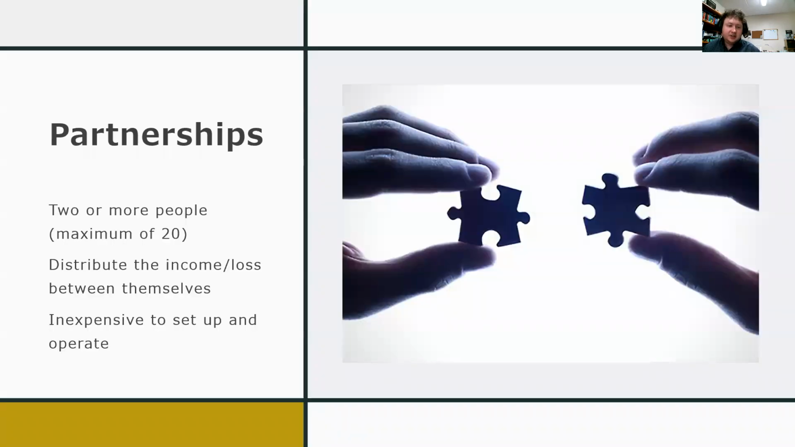A partnership is similar to a sole trader in many ways, except the partnership is made up of 2 or more people who carry on the business and distribute the income/loss between themselves. Like a sole trader, a partnership is relatively inexpensive to set up and operate, although there are additional steps that the partnership can opt to take, such as setting up a partnership agreement.